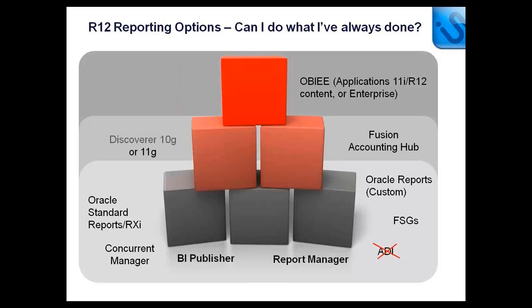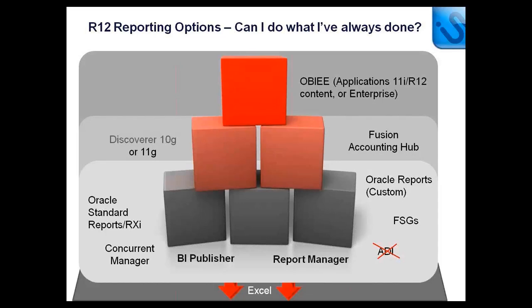There's also still custom reports, and there's also the Fusion Accounting Hub. So that's something where you can have a coexistent system with Oracle to do some of your financial reporting using the Fusion Accounting Hub to gather that information. And then, of course, there's OBIEE, so that's still available, and now we've got Release 12 content for that.